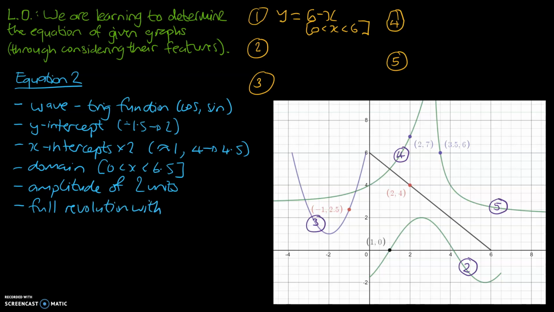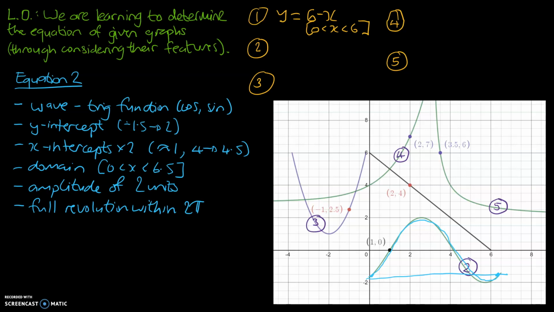So full revolution within 2 pi. And that's because we can see it starts here, it goes up, goes down, and it kind of stops or gets back to the original point at just over 6, which is about 6.28, which is about 2 pi. So to me, that looks like one full revolution within that.